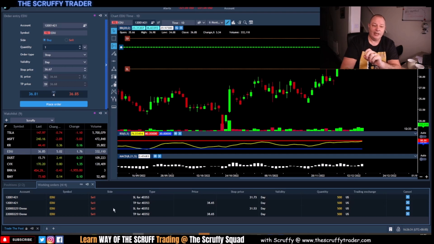Okay, and if you just want to remove your stop loss or your take profit, you can just click your X and it'll remove it and sort of have it as an open take profit.